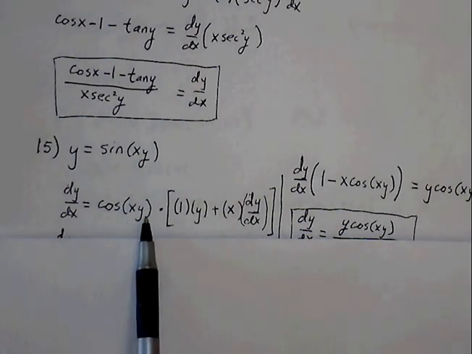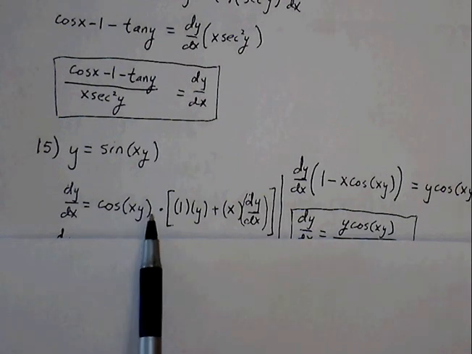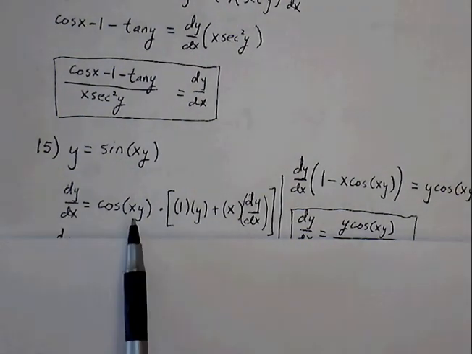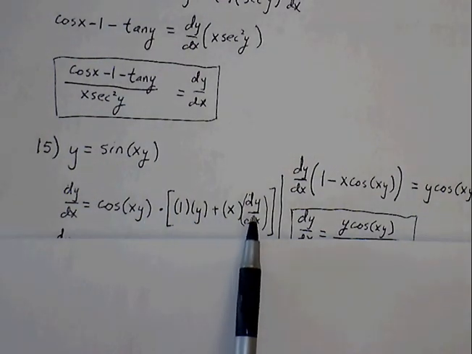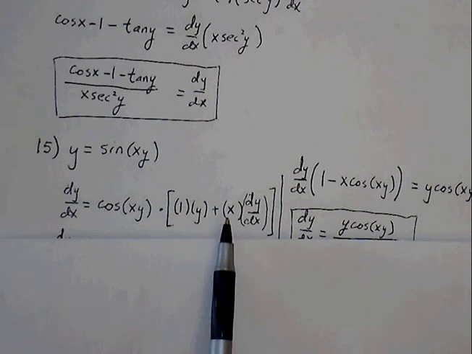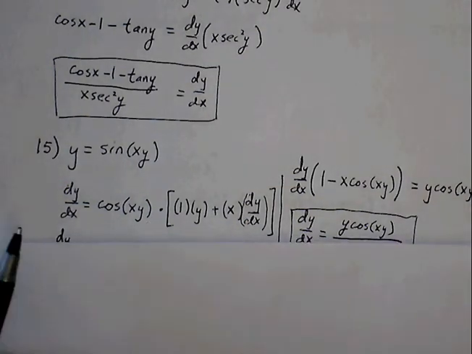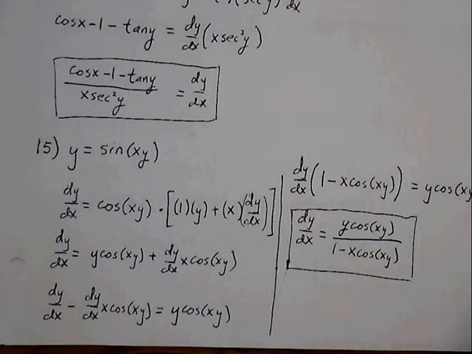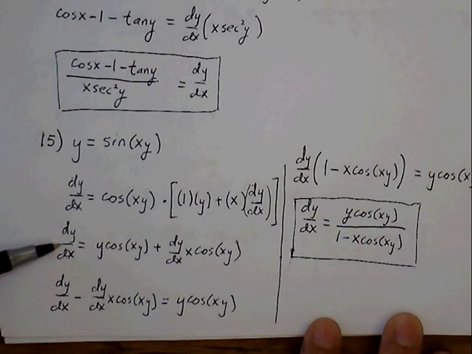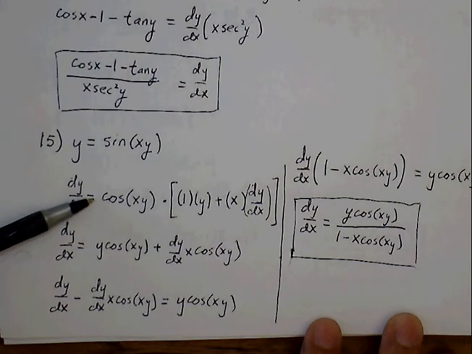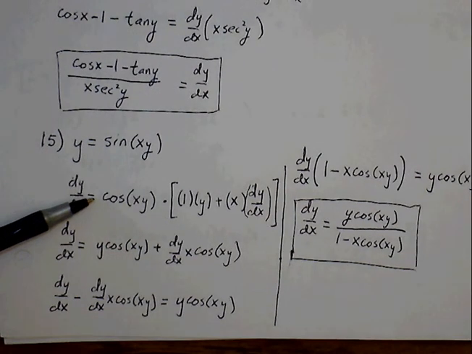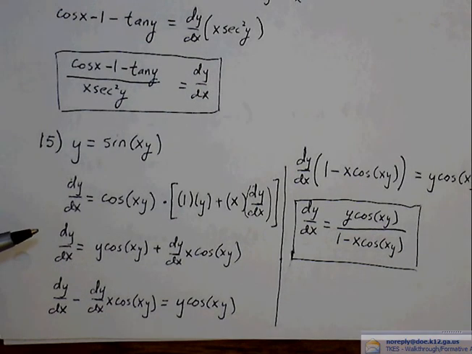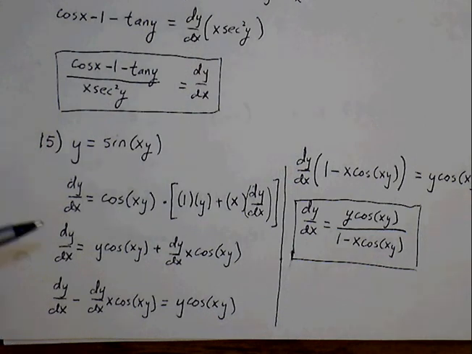But because we have two variables here, we have to go through product rule for the u prime. So f prime g plus f g prime. So f prime 1 times y plus x times dy dx, and dy dx is the derivative of y. Moving down, we can take this cosine of xy and distribute it through, so we can get this dy dx out of the parentheses. So y cosine of xy plus dy dx, x cosine xy.